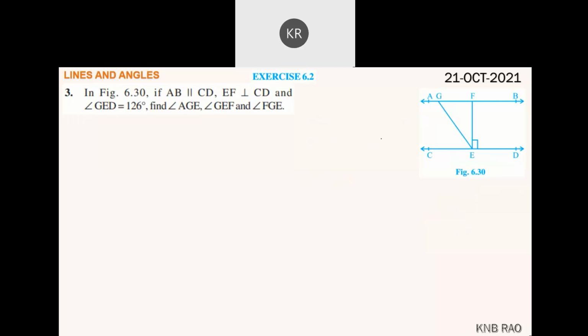Question number 3. If AB is parallel to CD, EF is perpendicular to CD, and angle GED is 126 degrees. Angle GEF: GED is 126 and this is 90, so obviously it is 36 degrees. Correct? Yes, sir, 36. Find angle AGE and angle FGE.